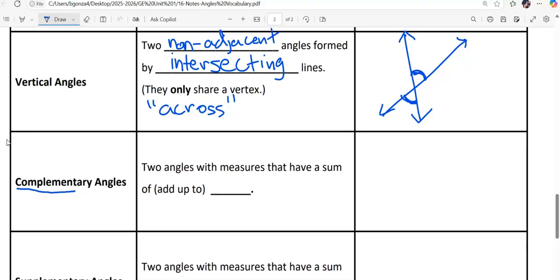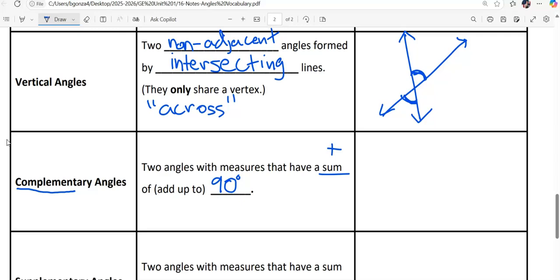So we like compliments. Compliments, they're not wrong. They're right. Like a right angle. And guess what? Complementary angles add up to a right angle, 90 degrees. Okay, so two angle measures that have a sum, meaning they add up to how many degrees? 90, because giving a compliment is the right thing to do.